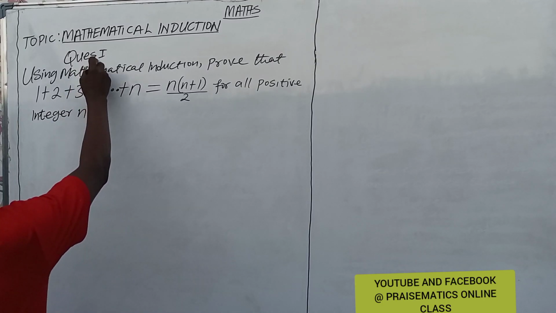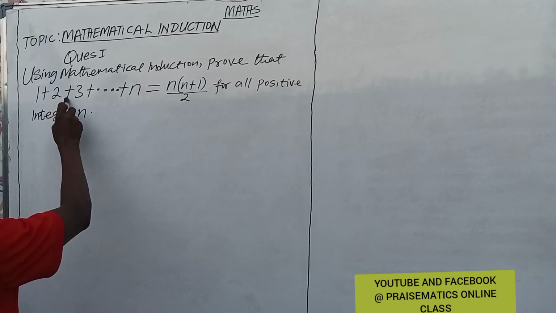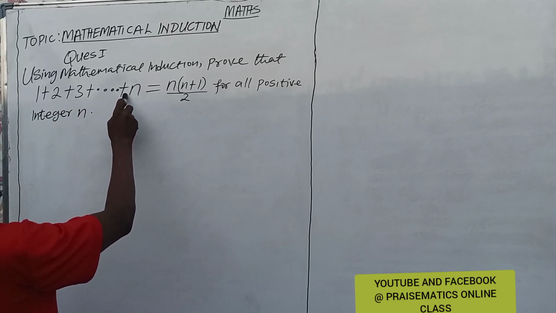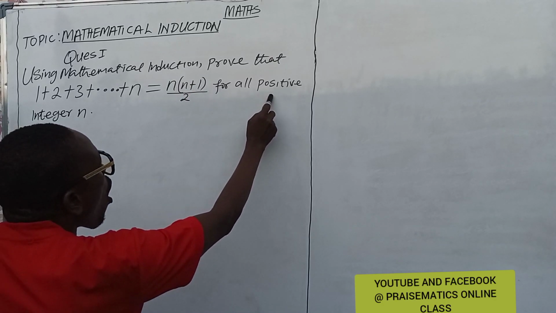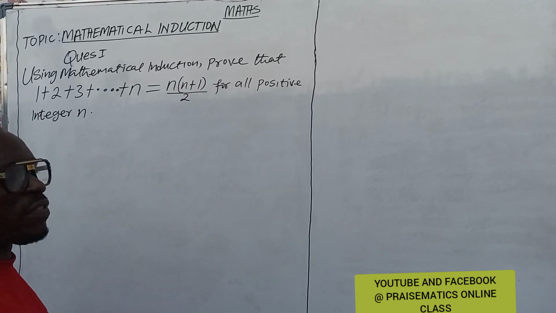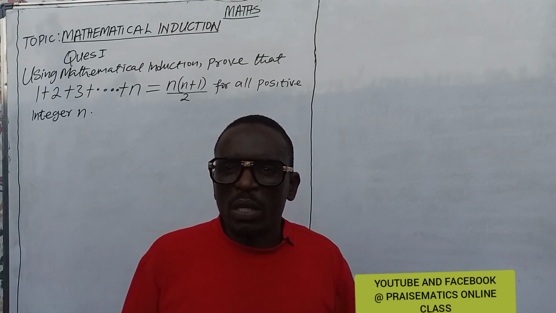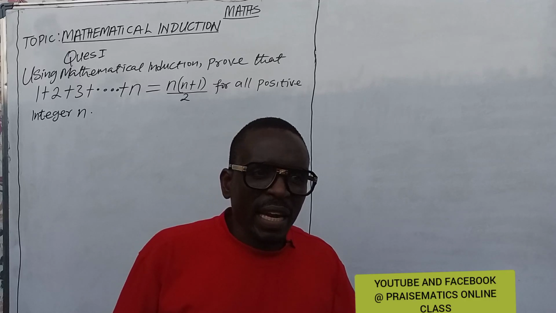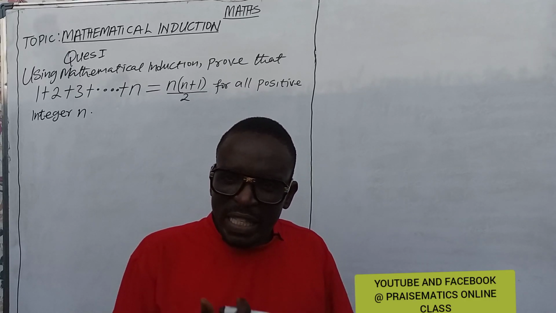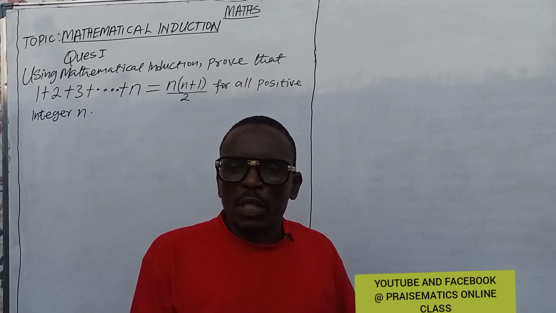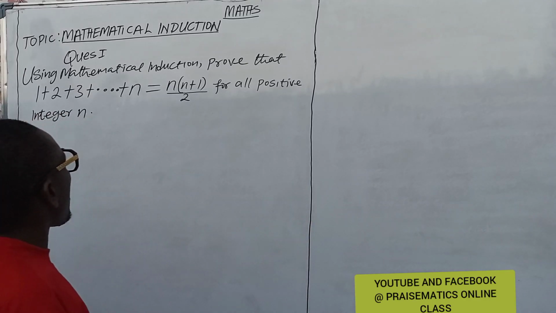Question 1. Using mathematical induction, prove that 1 plus 2 plus 3 plus up to n equals n into n plus 1 all over 2 for all positive integers n. A positive integer is the same thing as a natural number. They are a set of ordered pairs. You can't say 3 without counting 1, so you start from 1, 2, 3. So a positive integer is the same thing as a natural number. Okay, now let's go.